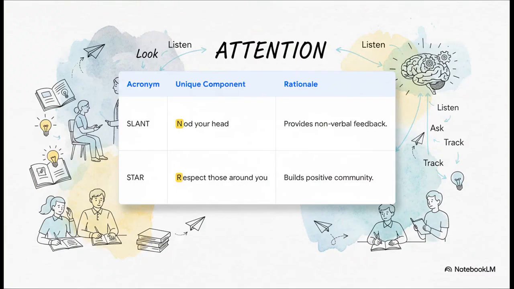And when you put them side by side like this, you can really see the different philosophies behind them. SLANT, with its nod your head, is all about giving the teacher that immediate nonverbal feedback. STAR, on the other hand, with respect those around you, kind of zooms out. It's more about building a positive, respectful classroom culture. So one's about feedback, the other's about the whole vibe.